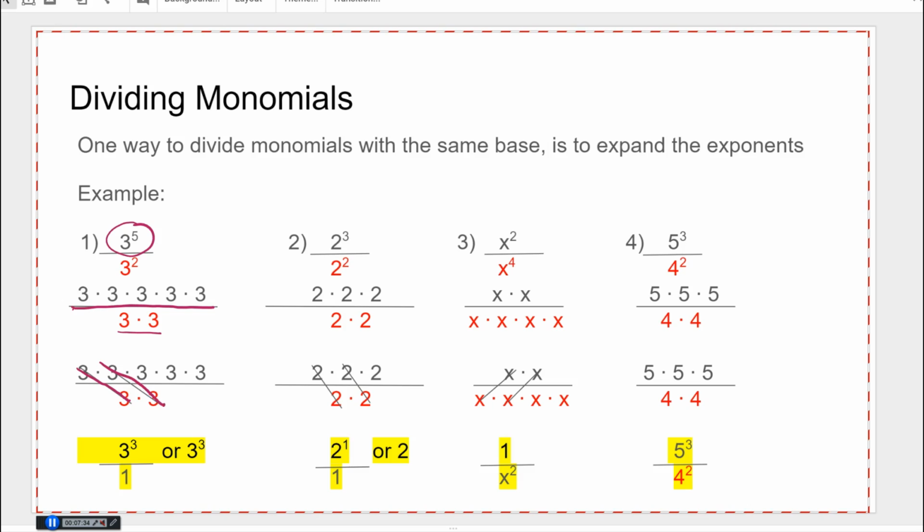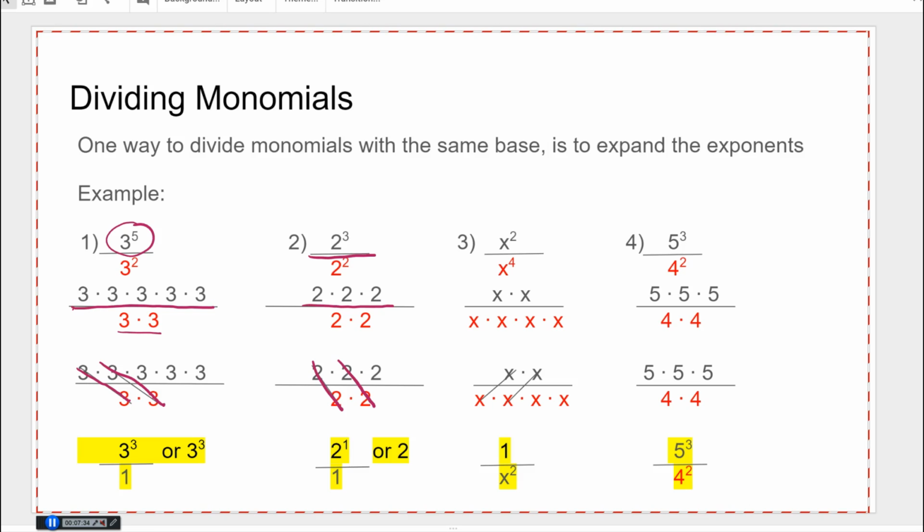3 over 3 is 1. And that leaves me with 3 3's on the top. So the answer would be 3 to the third over 1, or 3 to the third, or 27. We look at dividing, we have the same base here. So on the top we have 3 2's, and on the bottom we have 2 2's. And we cross out what matches, because those are just 1. 2 over 2 is 1. And we get 2 to the first on the top, or just 2 over 1.